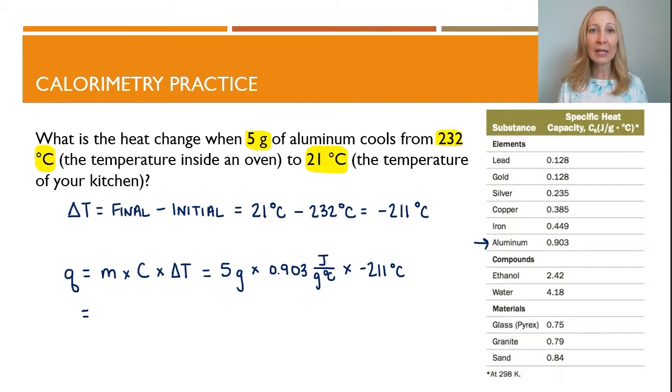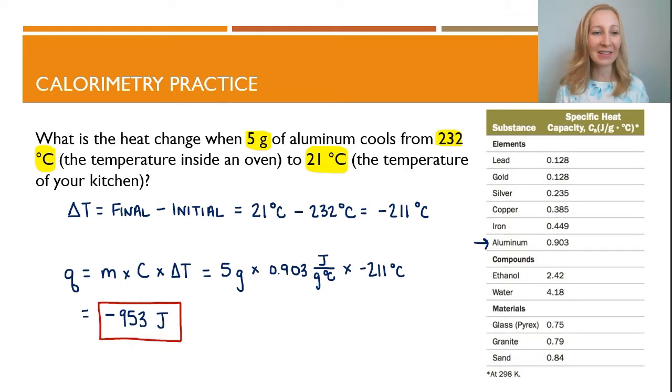So when we multiply all of this out, we get mass times C times delta T, 5 times 0.903 joules per gram degree Celsius times negative 211, and I get negative 953 joules. So what that means is the pan is losing 953 joules, and the environment, the kitchen, is gaining 953 joules.